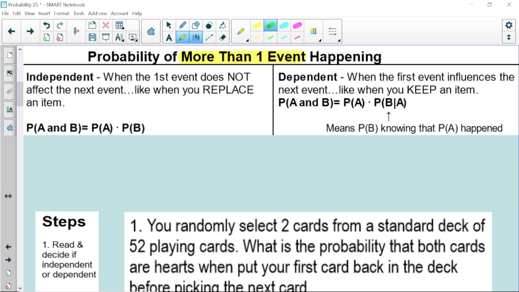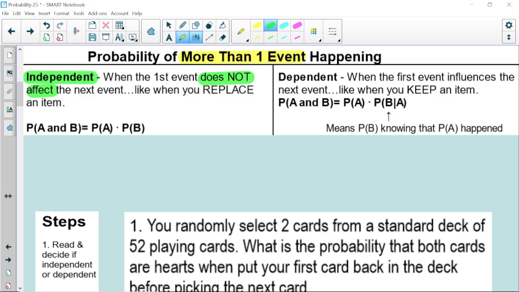When we have multiple events, they can either be classified as independent or dependent. So let's look at independent. If we're talking about an independent event, that means it stands on its own. It's not affected by anything else. So independent event, the first event does not affect the next event. It does not affect.